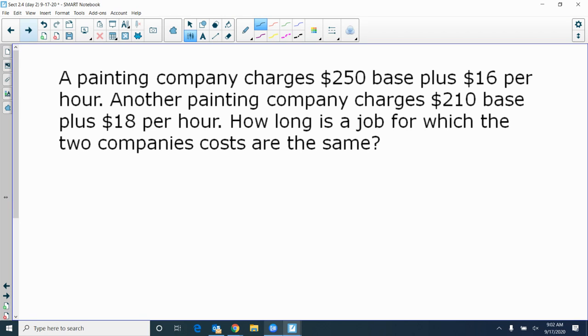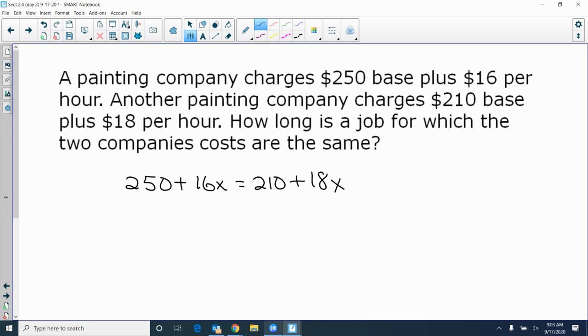Connor? 250 plus 16x equals 210 plus 18x. Good. Now you don't have to use x. If somebody said h, that's fine. It doesn't matter what your variable is. But that's the setup. 250 is the base cost. You're automatically paying $250, and then on top of that, you have to pay 16 an hour. The other company is a little bit cheaper in the base, but a little bit more expensive in the hour. So we don't know when they're going to cost the same.